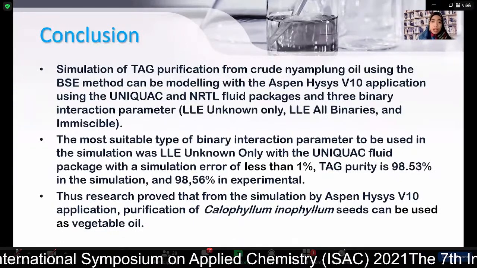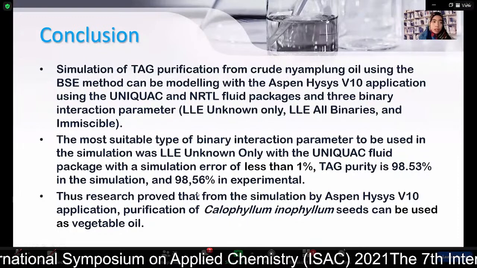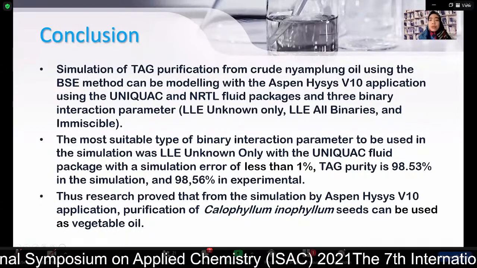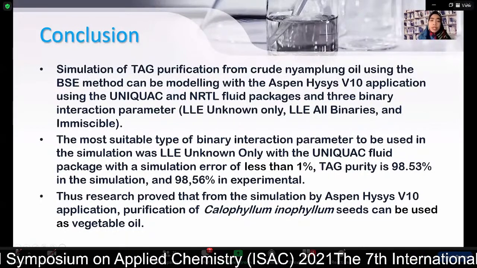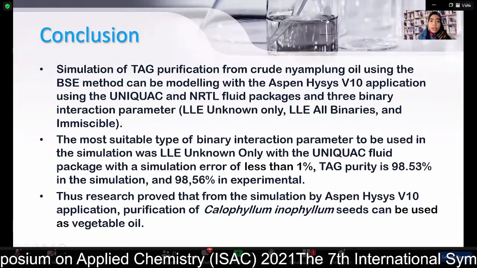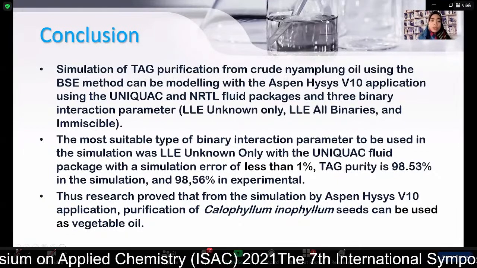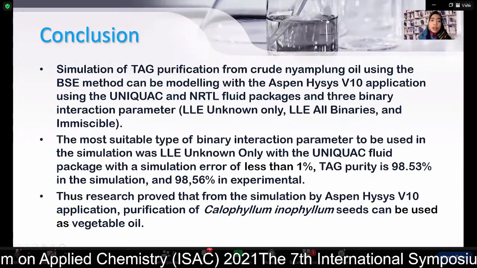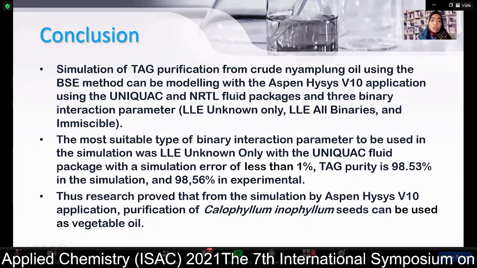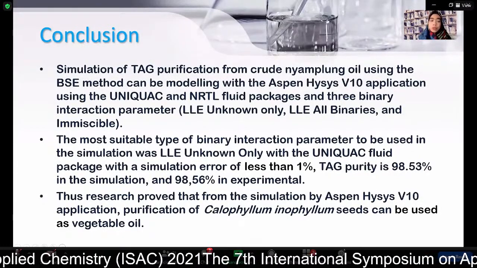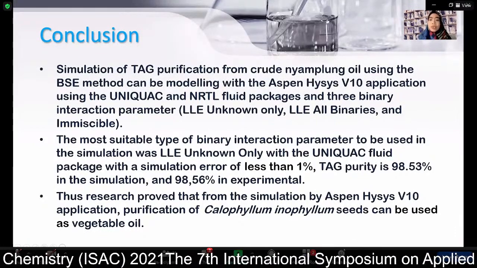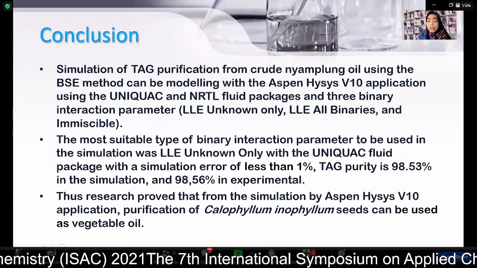So from all I have talked about, this is the conclusion. Simulation of TAG purification from crude nyamplung oil using the BSE method can be modeled with the Aspen HYSYS V10 application. Using the UNIQUAC and NRTL fluid packages and 3 binary interaction parameters, which are LLE unknown only, LLE all binaries, and immiscible, the most suitable type of binary interaction parameter to be used in the simulation was LLE unknown only with the UNIQUAC fluid package, with a simulation error of less than 1%.